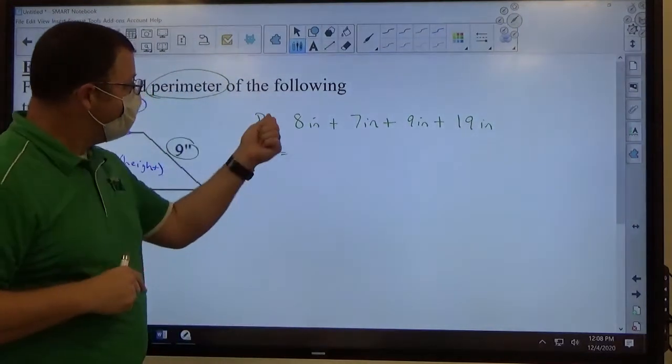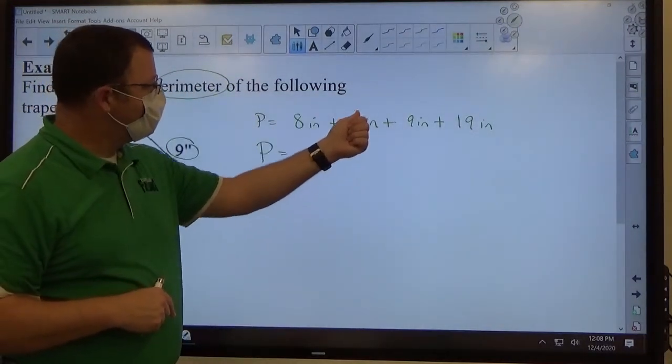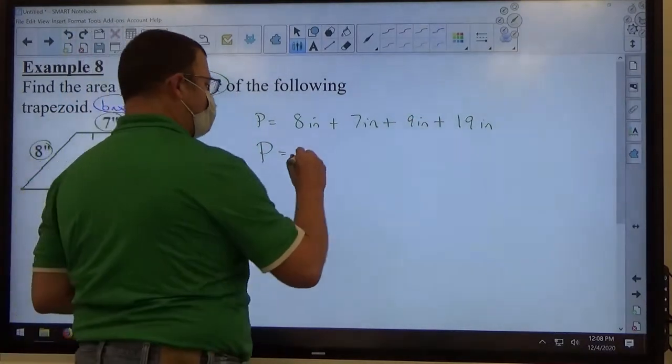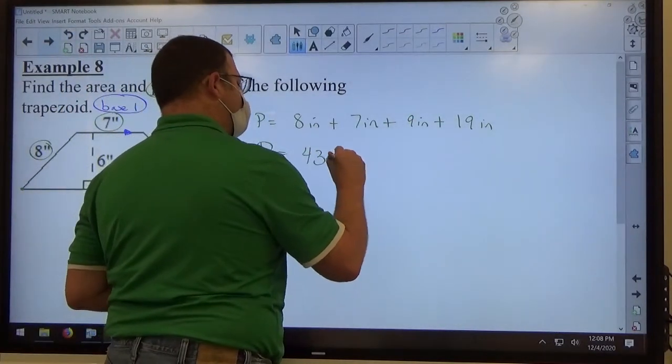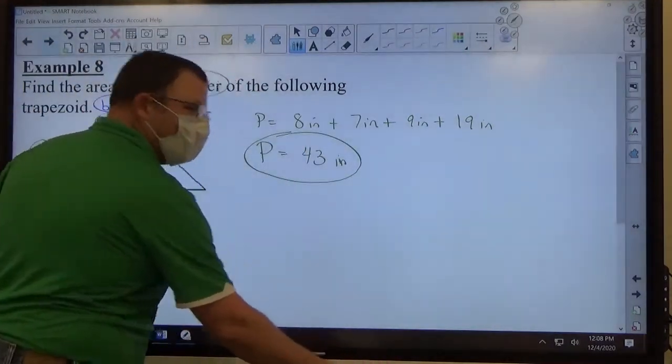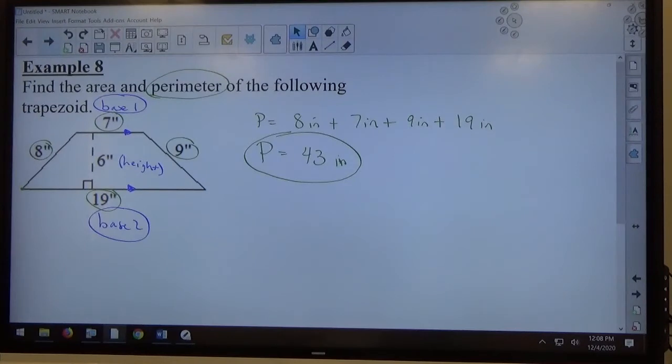We add them up. 8 plus 7 is 15. 15 plus 9 is 24. 24 plus 19 is 43. So 43 inches is the perimeter of our trapezoid. There isn't really a formula for perimeter, just you add up all the sides. So it's more of a concept as opposed to a formula.